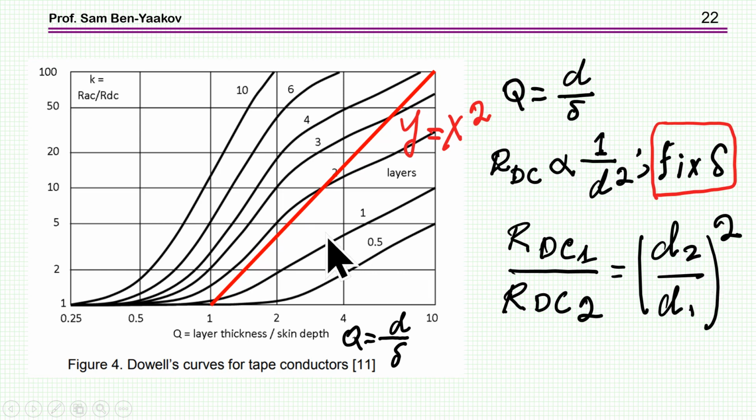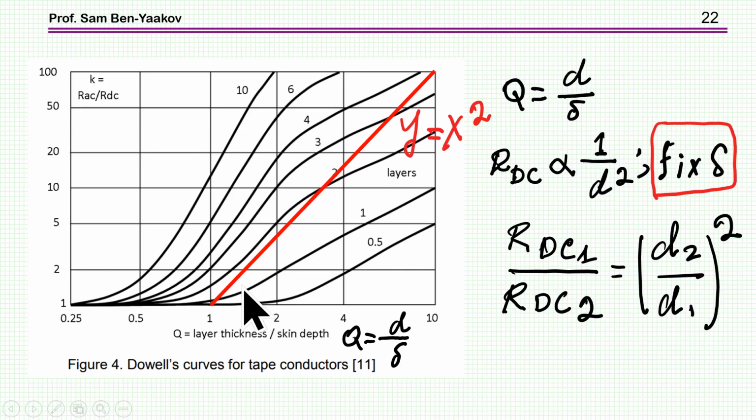So I can therefore say that the slope of this curve is exhibiting this relationship. That is, if I move from one point to another, RDC1 to RDC2, this is equal to D2, that is the diameter of the wire in the second case, over D1 squared. And this is because of this relationship here.